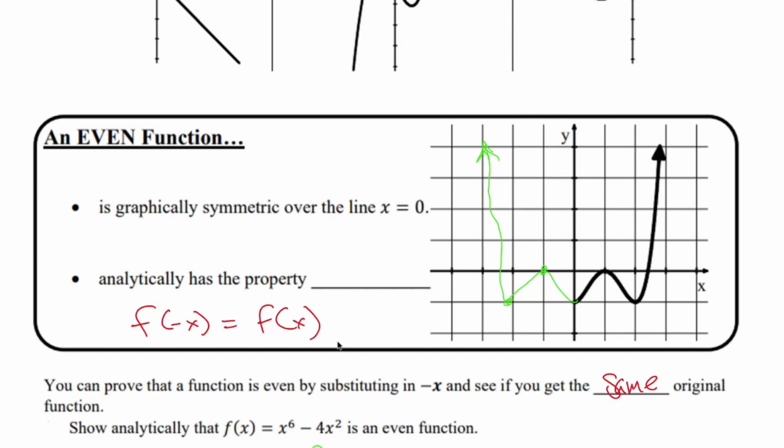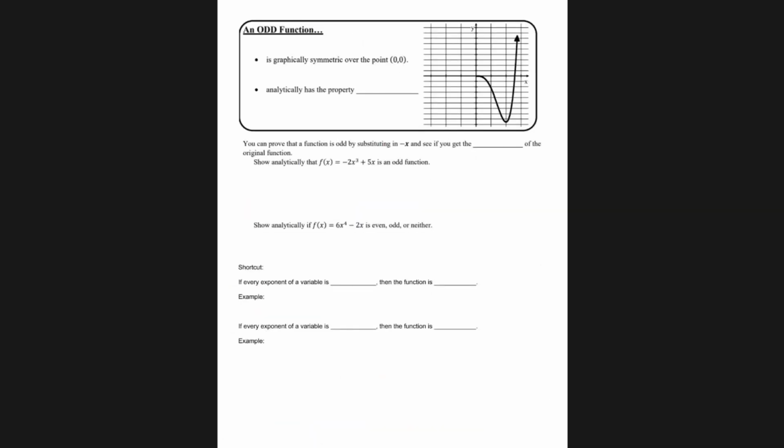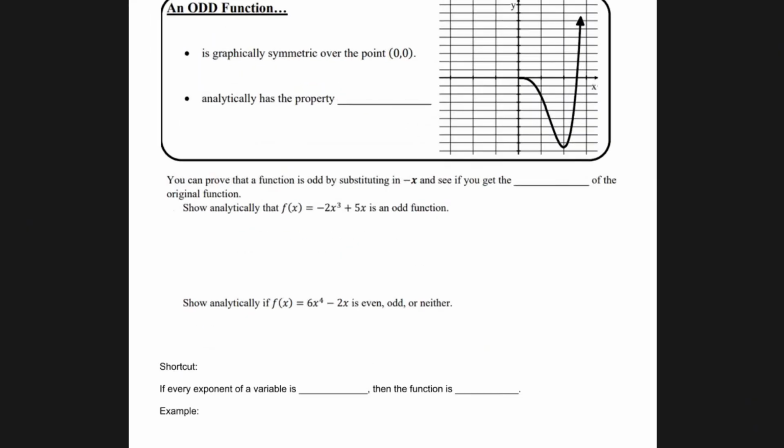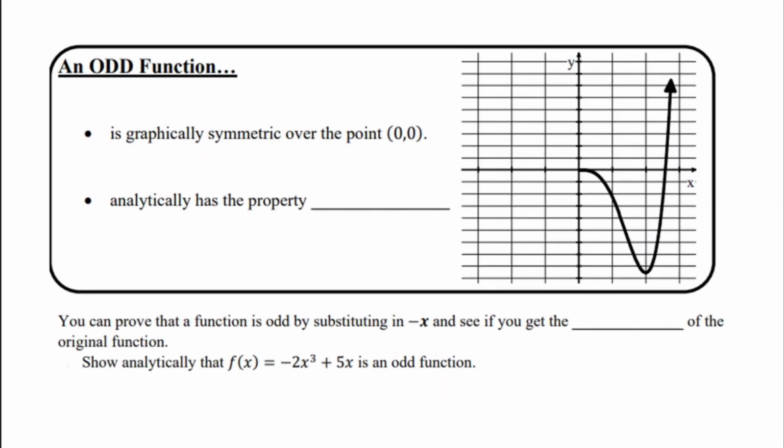But I tried. Now odd. This is going to be awful for me to draw, but I'm going to try my best. It's symmetrical over the point (0, 0), which means if I were to spin this upside down, I'm going to get the same image. So I'm going to take this point right here, which appears to be (1, -2), and I'm going to make it (-1, 2).